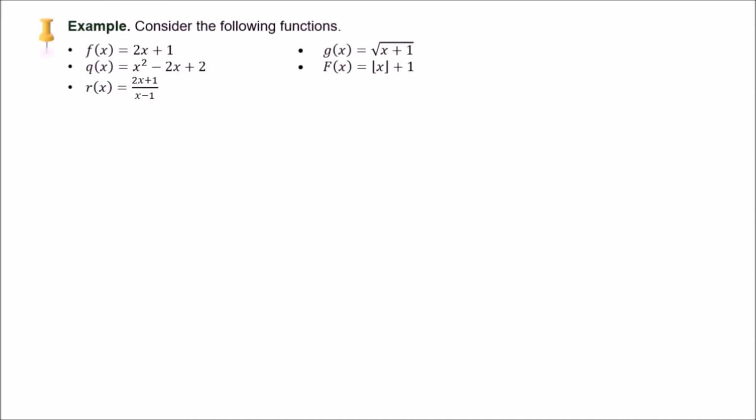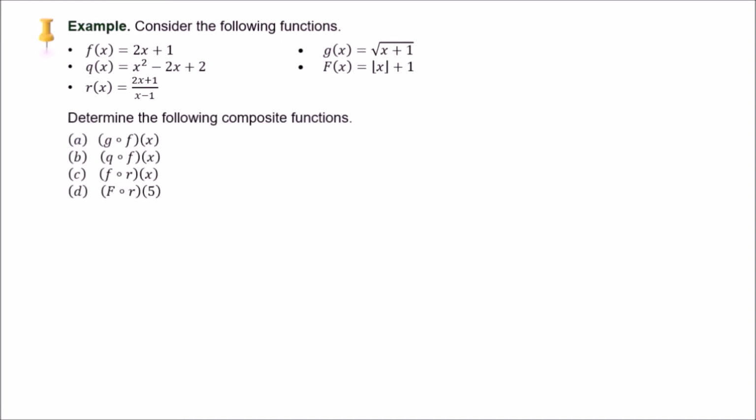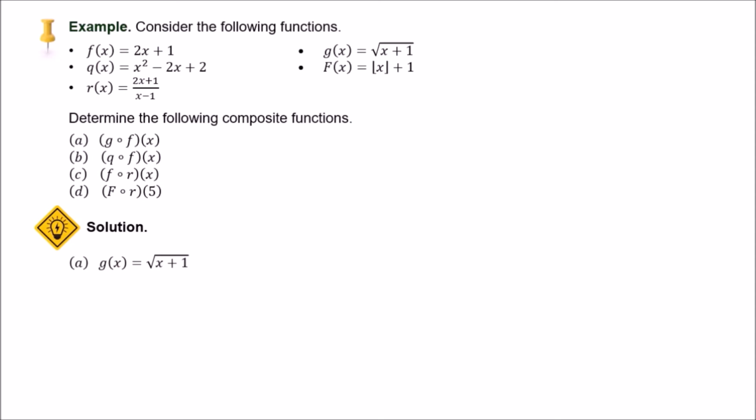Example: consider the following functions and determine the following composite functions. Let's start with letter A, g of f of x. First, we write down the first function, g of x. g of x equals square root of x plus 1.